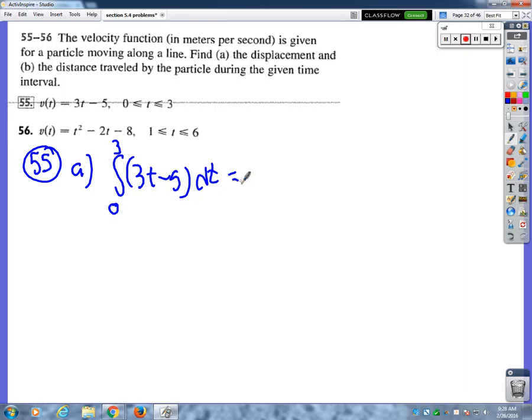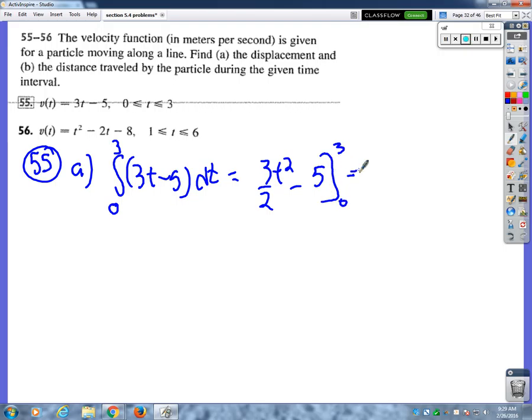Okay, so the antiderivative of 3t, Logan, is? What's the exponent on the t right now? So add 1 to that, so you get 2. And then multiply by the reciprocal of 2, which is 1/2. So it's 3/2 t squared. Okay? Minus the antiderivative of 5 is 5t. And we're doing that from 0 to 3.